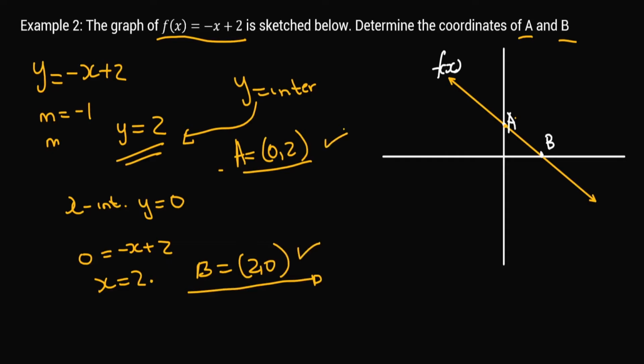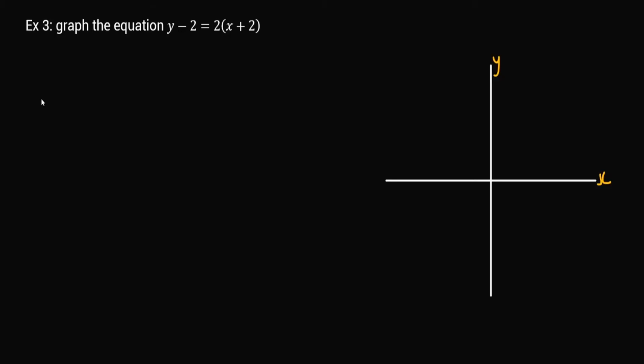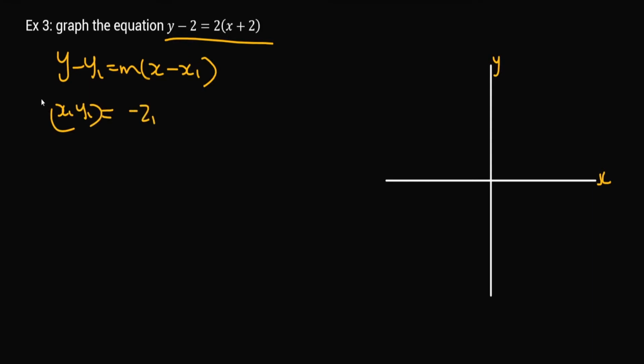You have your B, you have your example number 3. Graph the equation y minus 2 equal to 2x plus 2. You can see that this equation is in the form y minus y1 equal to m of x minus x1. So here you can already see that you have x1, y1, which are your first points, which are minus 2 and 2. And you also have your gradient as 2 over 1.